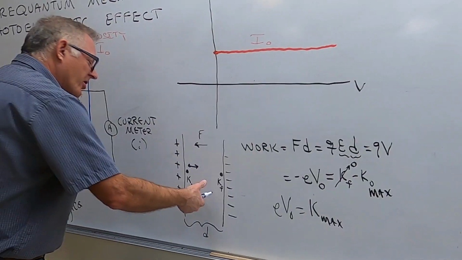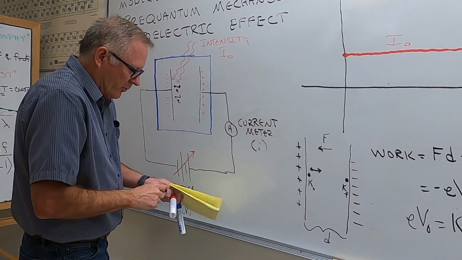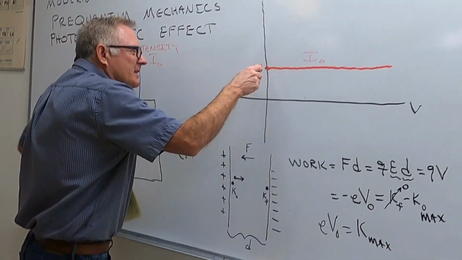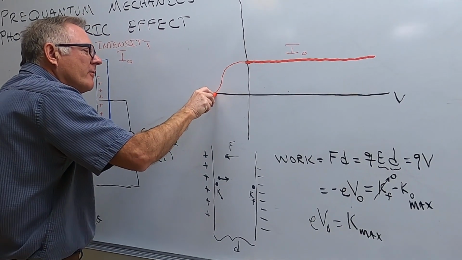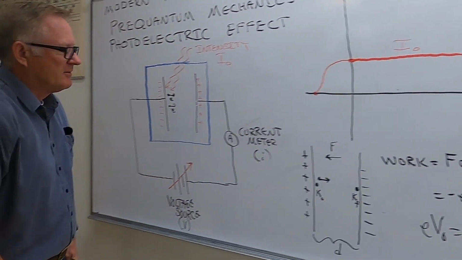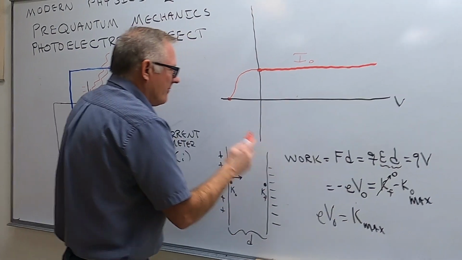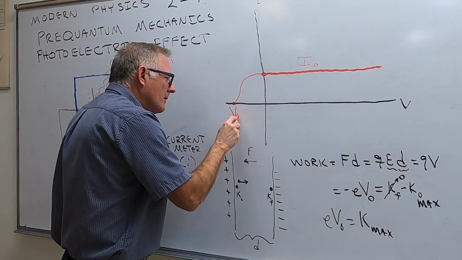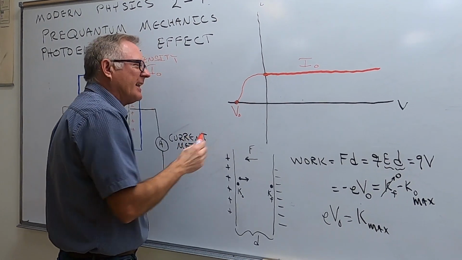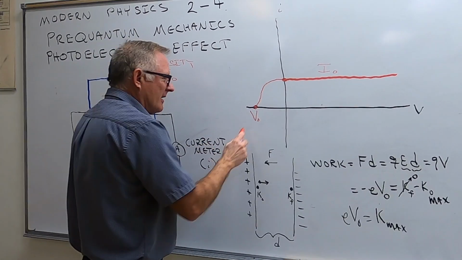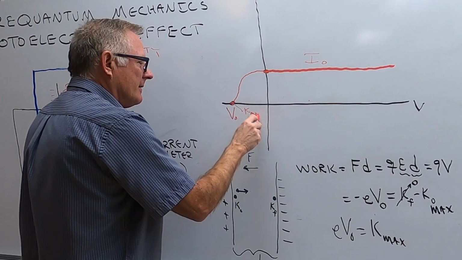So when I turn this voltage source around and go the other way, the current is going to come down and eventually go to 0. I've stopped all the current. That occurs right at that V naught, and these electrons would have the maximum kinetic energy. They were the last ones to stop. So this is the kinetic max right there.